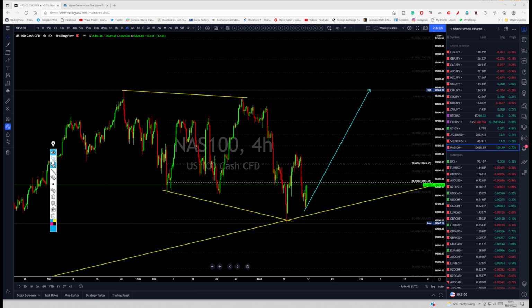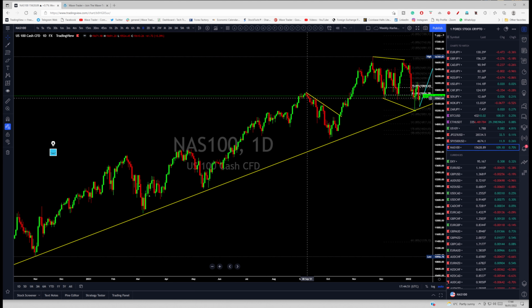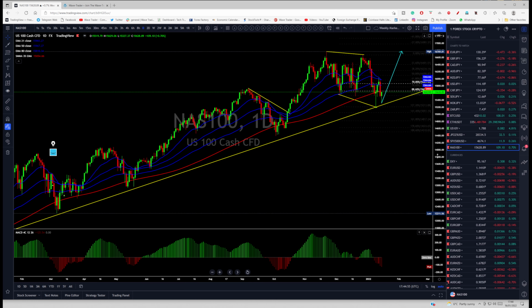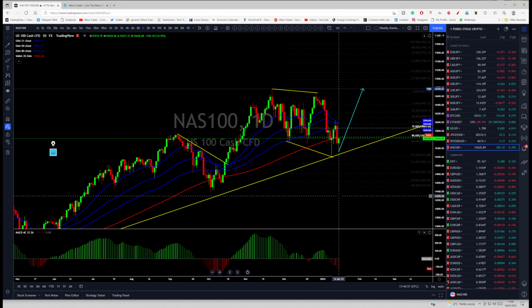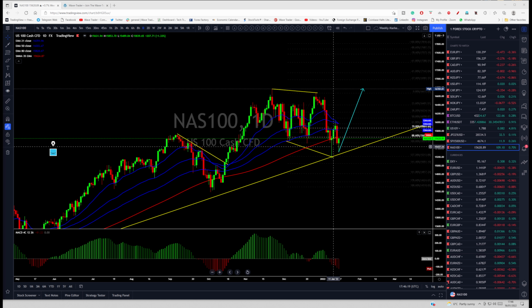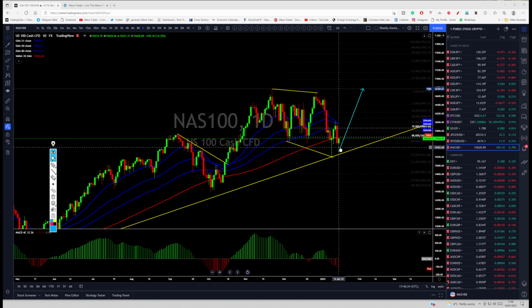Okay, so what you are looking for is the Nasdaq 100 index to stay above those moving averages. All right, so the moving averages to hold and this to continue pushing higher. So the Nasdaq 100 index to hold those daily moving averages and continue its trend for more upside.